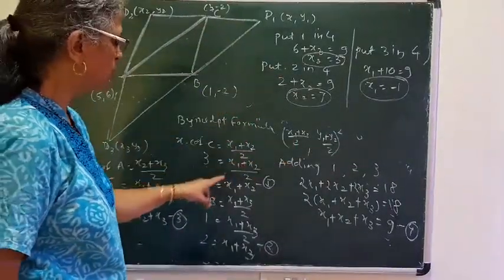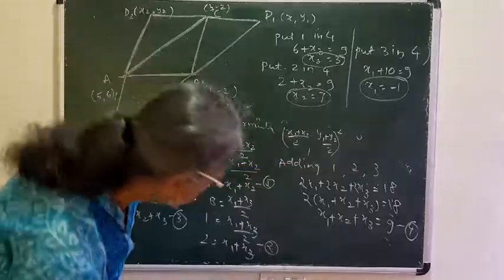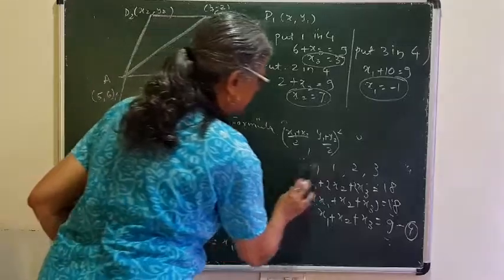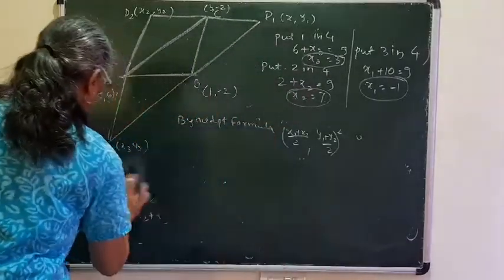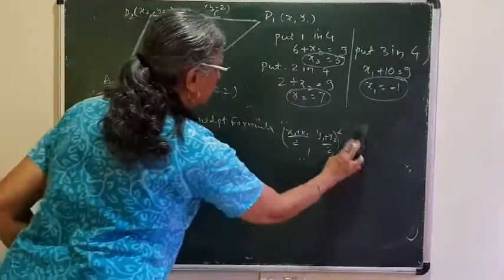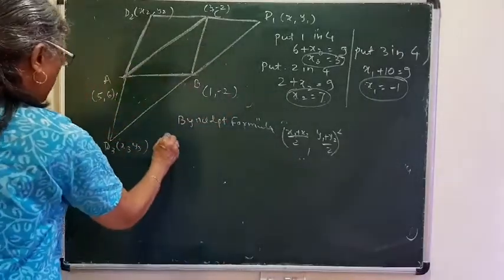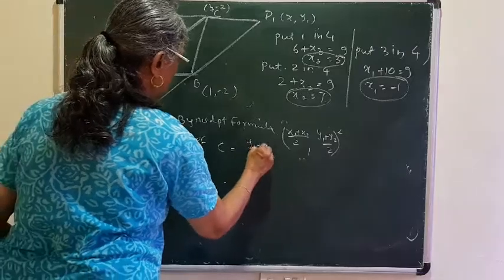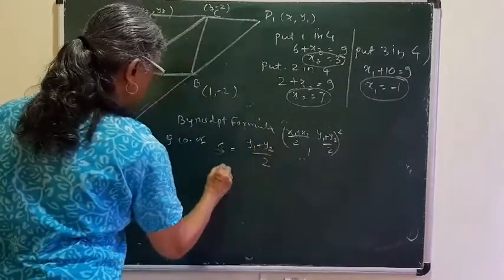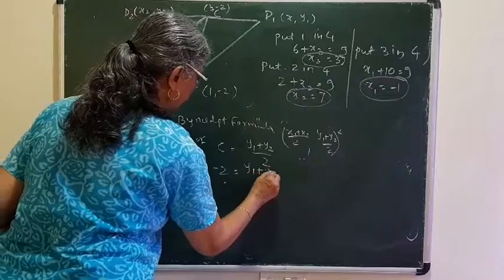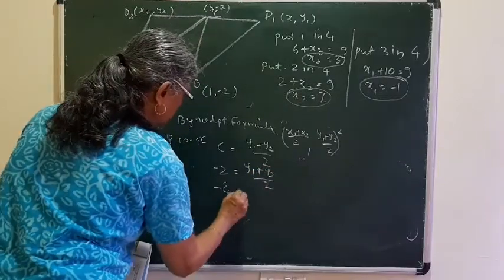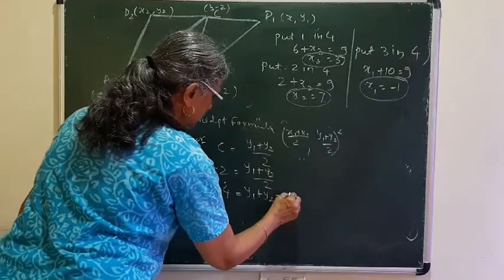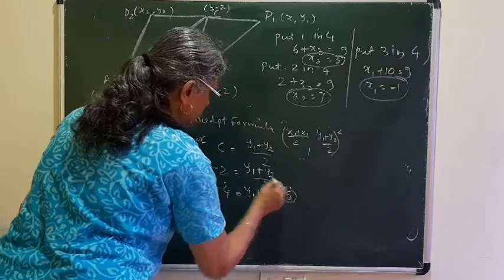Similar thing we are going to repeat for the y coordinate. So I will write that. So the method is easy. Only some lengthy part is there. So I will write now the y coordinate of C is equal to y1 plus y2 by 2. So minus 2 is equal to y1 plus y2 by 2. Minus 4 is equal to y1 plus y2. So that will be my fifth equation.